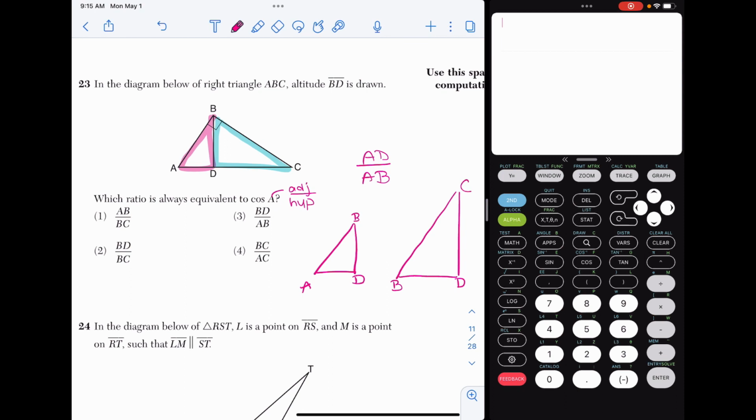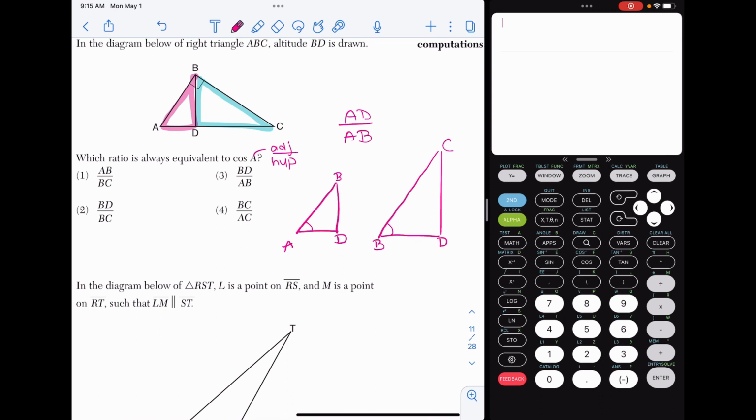So you'll notice here that A and B correspond to one another, which means they're congruent because we do have similar triangles. So if I find the cosine of B, the adjacent side is BD, the hypotenuse is BC. That is an answer choice, and we are going to get choice 2. So if your immediate answer doesn't work out, try and basically find an equivalent angle.